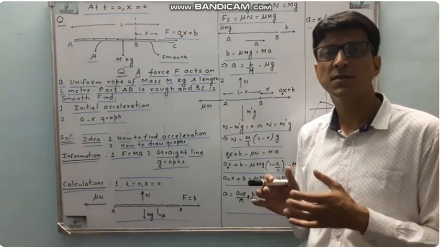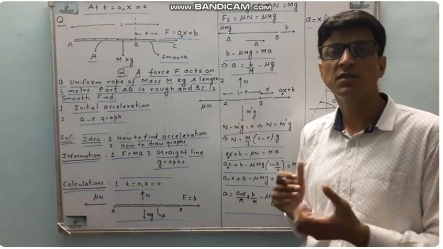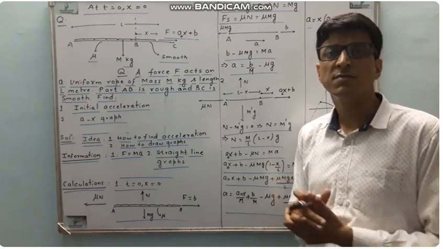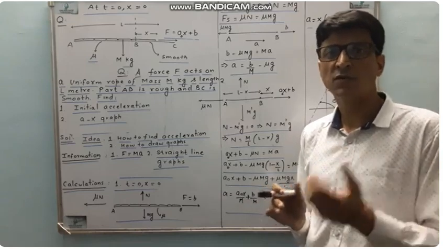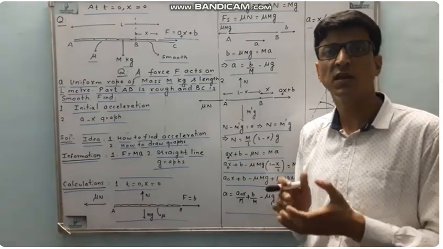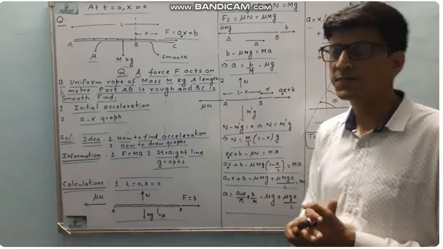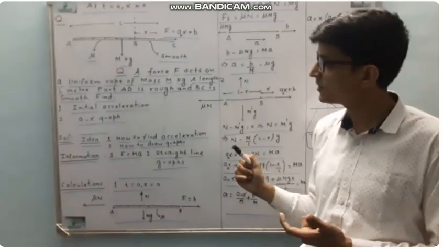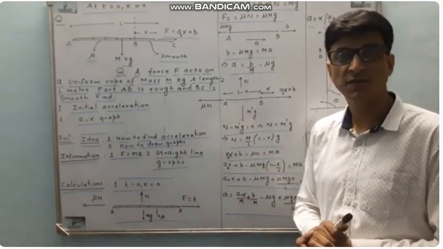The next step is generating the idea. The third step is retrieving information from your mind. The fourth step is calculations. So each time you solve a problem, work on these 4 processes. Only then you will be able to learn effective problem solving skills. So let's move forward and work on the idea. The first idea is how to find acceleration, and the second is how to draw graphs.